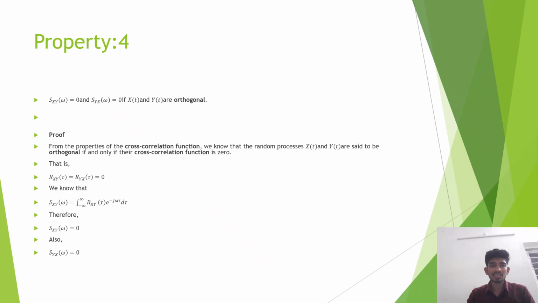We know that S_xy(omega) is equal to integral from minus infinity to infinity of R_xy(tau) e power minus j omega tau d tau. Therefore, S_xy(omega) is equal to 0 and also S_yx(omega) is equal to 0.